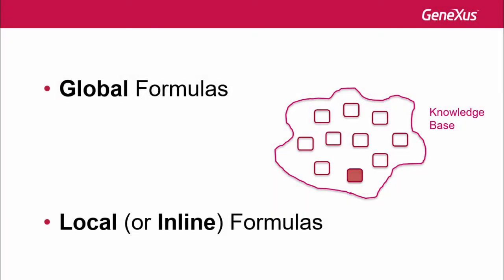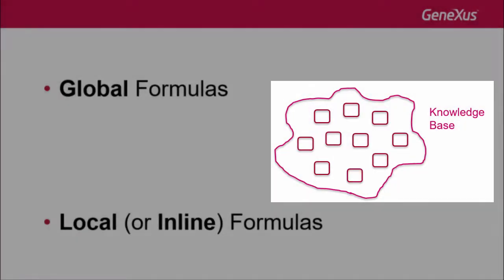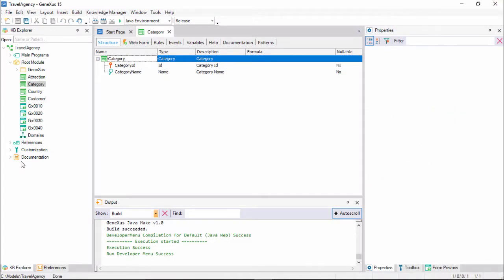Let's start by learning what a global formula is. A global formula is a calculation the developer defines in association with an attribute. Note that the transaction structures contain a column labeled formula. When a calculation is defined in this column for an attribute, this means that the attribute is virtual.